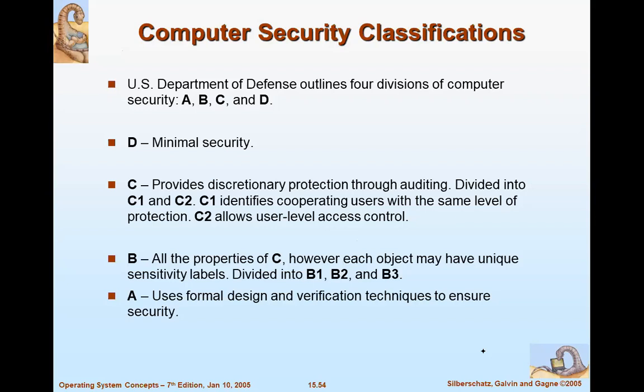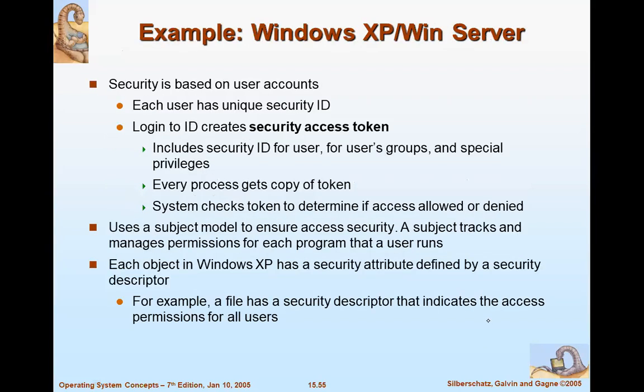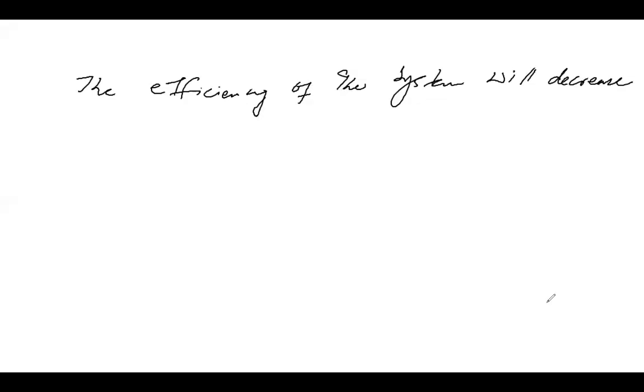And the next level is A, which uses formal design and verification techniques to ensure the overall security of the system. Here he has given the example of a Windows server where security is based on user account. Each user has a unique ID where login to the ID creates a security access token. So it includes the security ID for the user and similarly for the group, and then onward you can assign the special privileges.